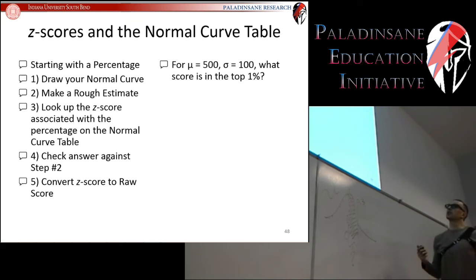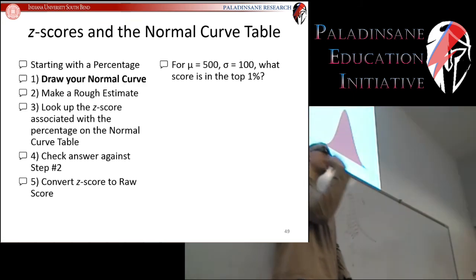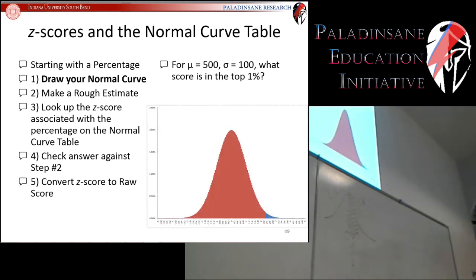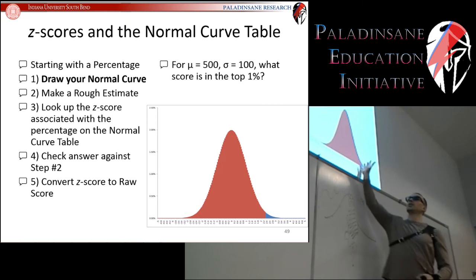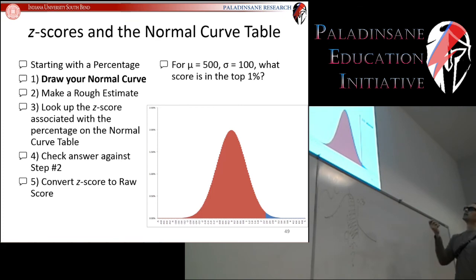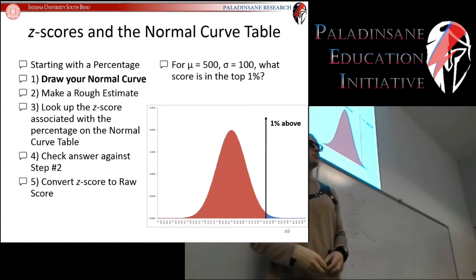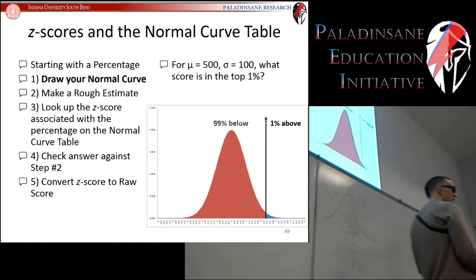All right, so the first thing we're going to do is draw our normal curve. Once again, it doesn't have to be proportional, it doesn't have to be accurate. You just need to identify, are you looking for a tail? Are you looking for the body? Are you looking for a piece? Whatever it is, in this case, we want the top 1%. So that's 1% or above. That's that little blue area right there. We got 99% below our intended area.